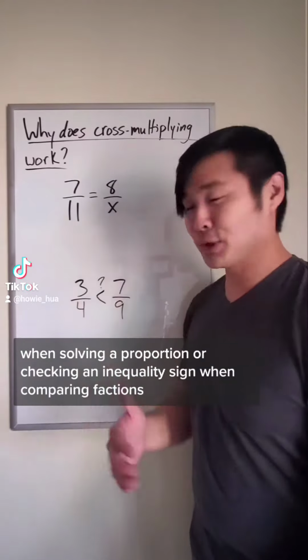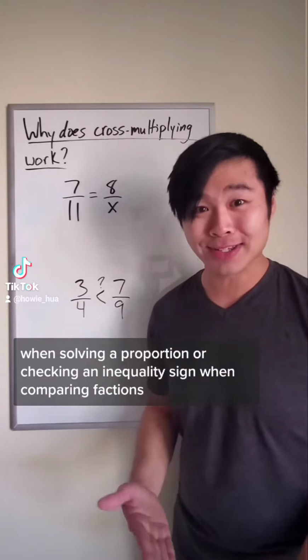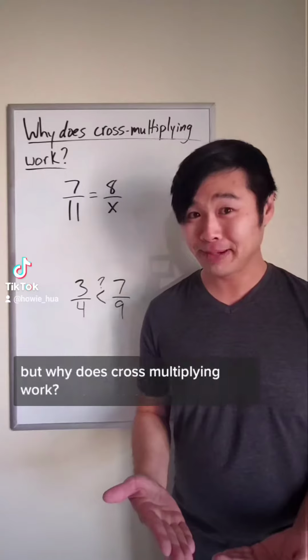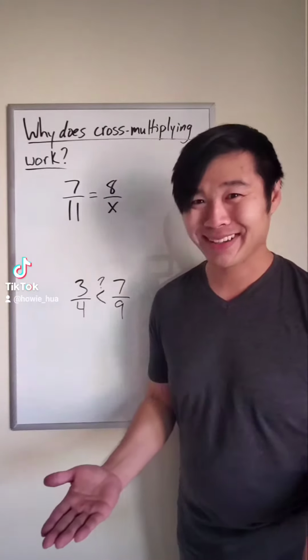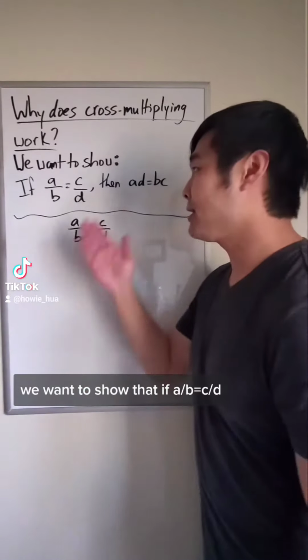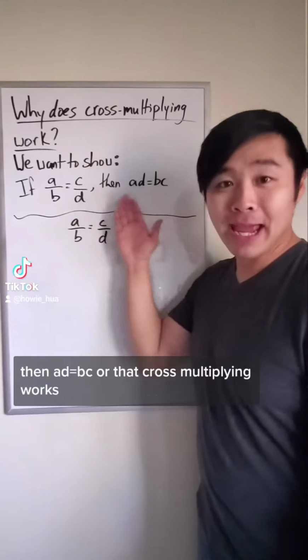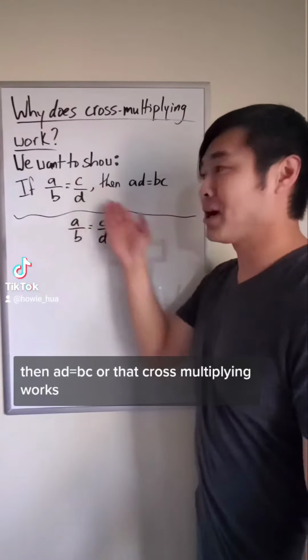When solving a proportion or checking an inequality sign when comparing fractions, one might say to cross-multiply. But why does cross-multiplying work? So let's prove the general case. We want to show that if a over b equals c over d, then AD equals BC, or that cross-multiplying works.